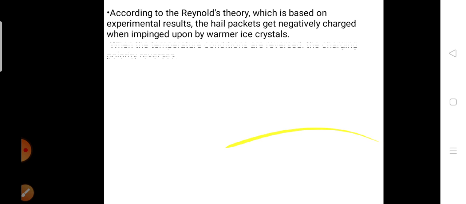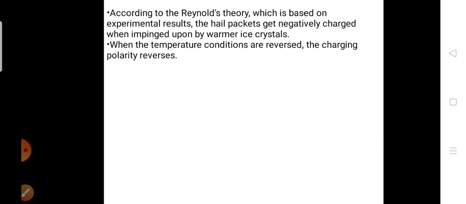Now, according to Reynolds theory, you remember Reynolds and Mason have given the improvement in the theory above Simpson's theory. According to Reynolds theory, which is based on experimental results, the hail pellets get negatively charged when impinged upon by warmer ice crystals. So when the temperature conditions are reversed, the charging polarity reverses.